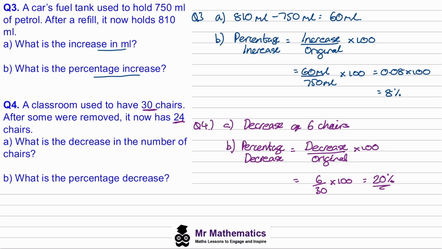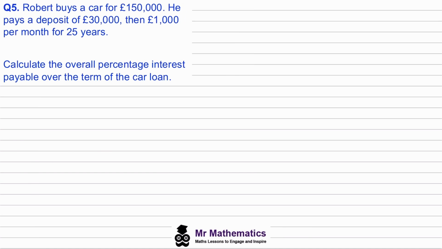Okay? In our final problem, we're going to try an exam style question. So in question 5, we're told that Robert buys a car for £150,000. He pays a deposit of £30,000 and then £1,000 per month for 25 years. We've been asked to calculate the overall percentage interest payable over the term of a car loan. So do you want to try this question? You can pause the video, and when you come back, you can compare your working with mine.